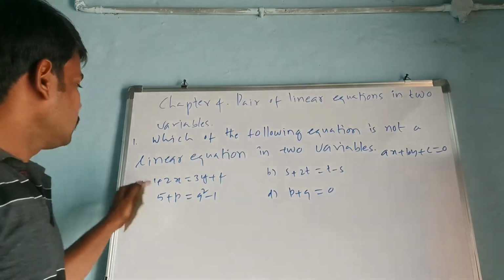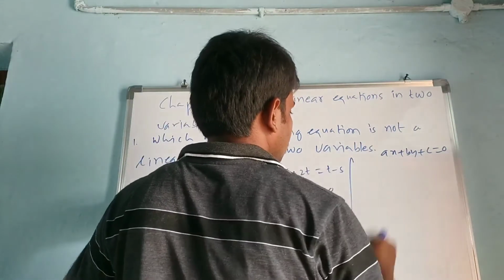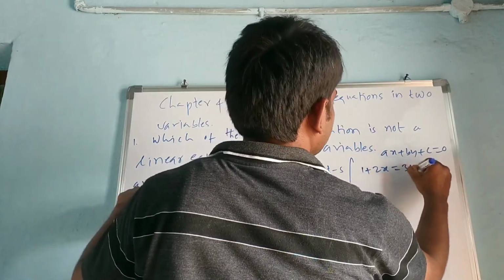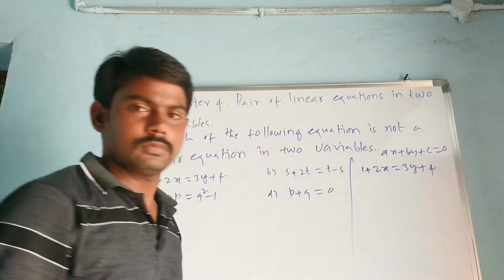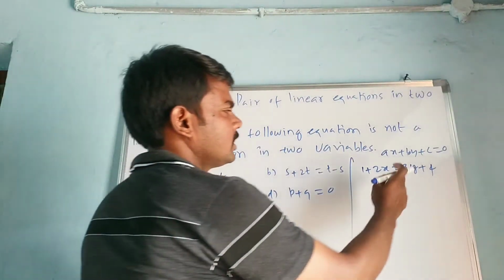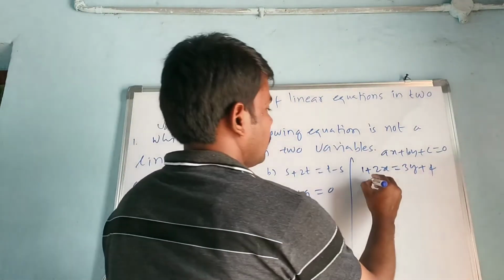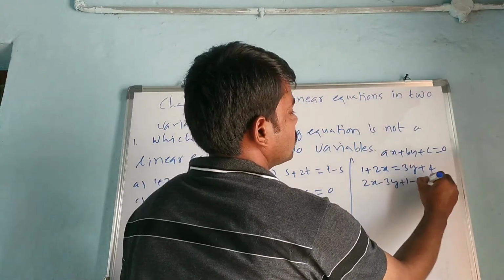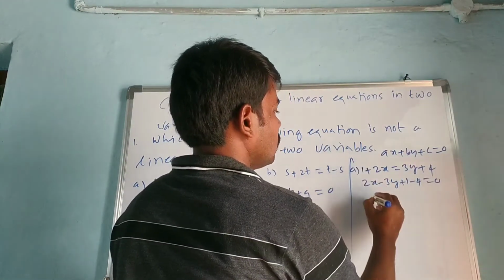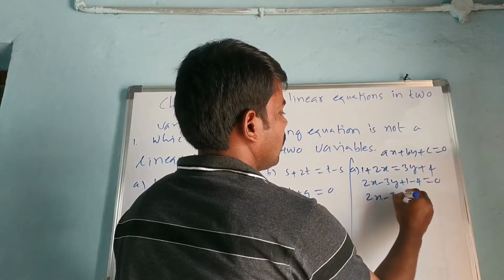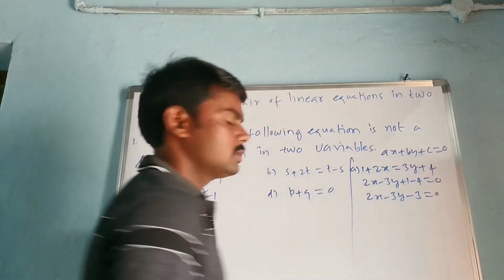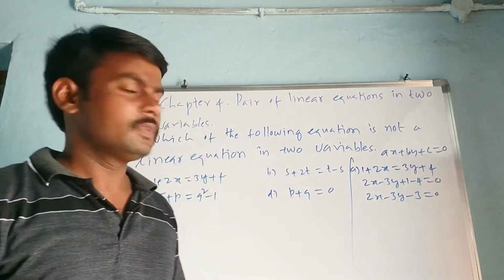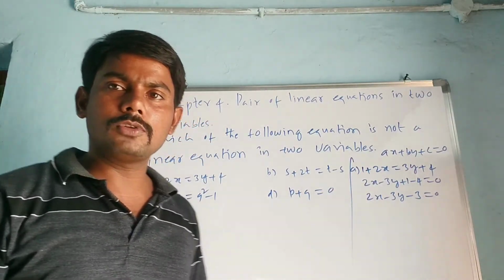So if you take option A, 1 plus 2x is equal to 3y plus 4. By rearranging the terms, 2x minus 3y plus 1 minus 4 is equal to 0. 2x minus 3y minus 3 is equal to 0, which is of the form ax plus by plus c is equal to 0. This is a linear equation in two variables.